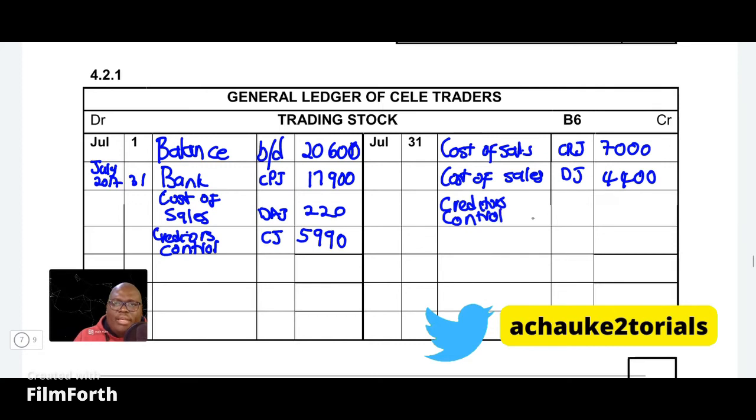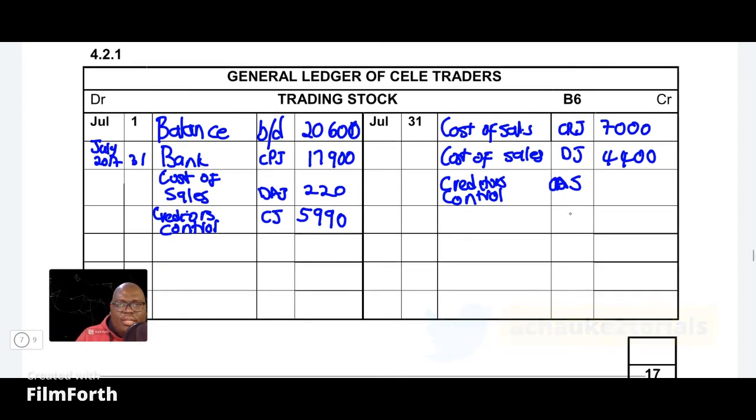So we're going to have creditors control here. And remember, this comes from the creditors allowance journal, CAJ. Okay, let me maybe erase. Yeah, it was cost of sales. And then what's this? I think DAJ, something like that. Let me just check what was happening here. I forgot what I wrote here.